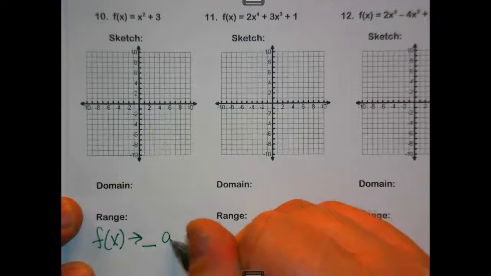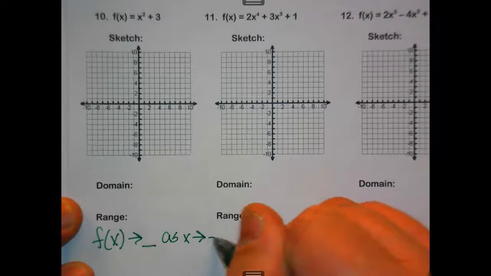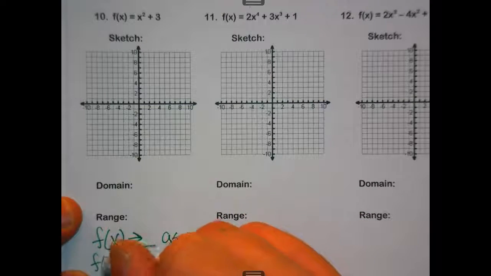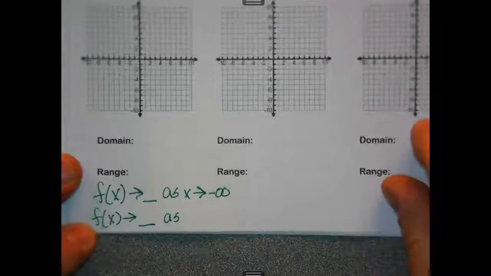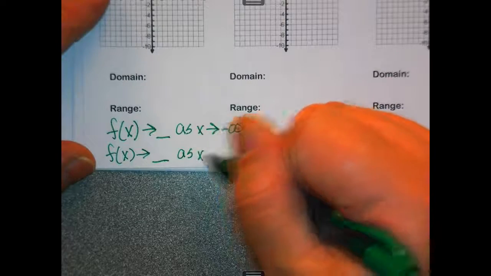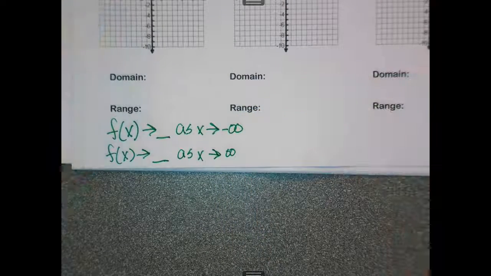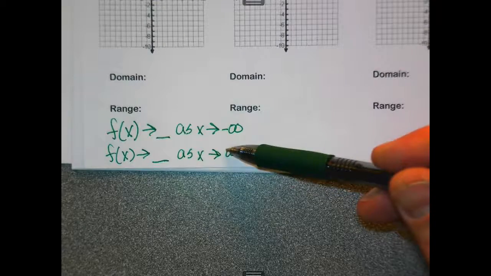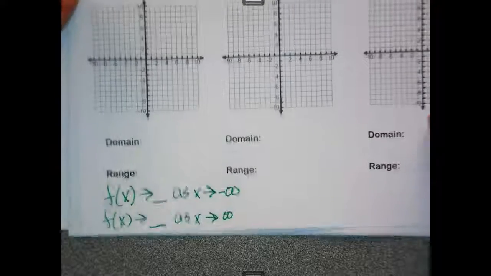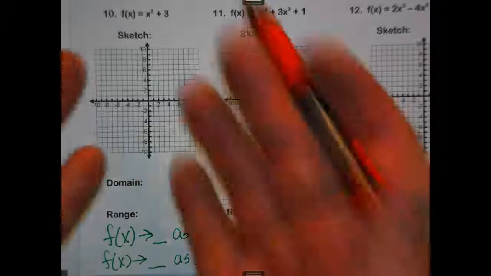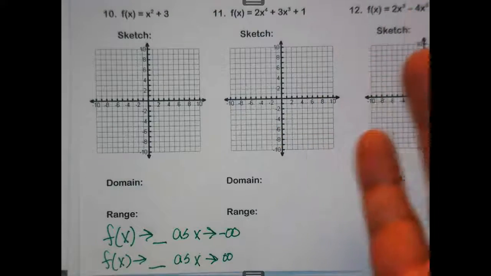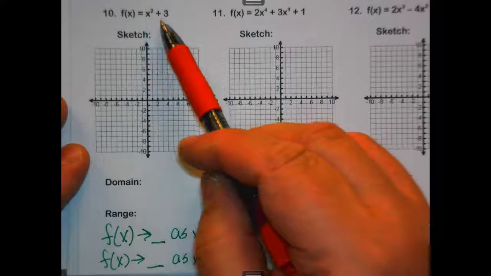Okay. As x approaches negative infinity, the f of x approaches blank as x approaches positive infinity. So whenever you see end behavior, you're going to put that down. All right. Okay? So now we're going to go back and we're going to sketch our graph. Well, since you guys were so good last semester, you can easily graph this function, right? This is the parent function with a transformation of up 3.